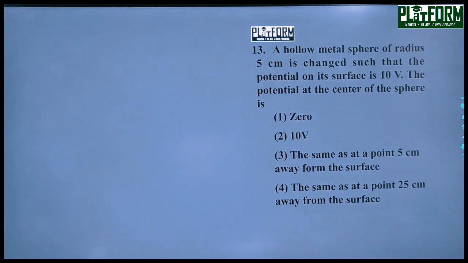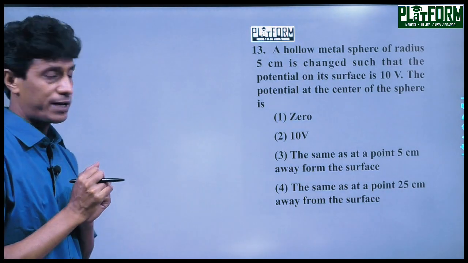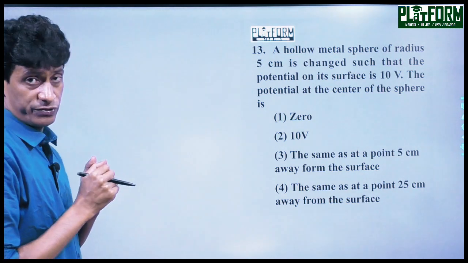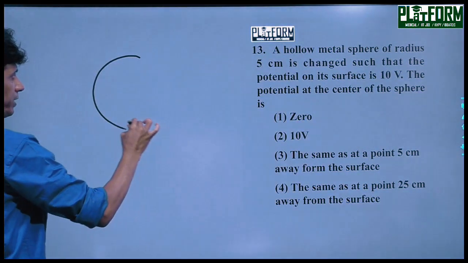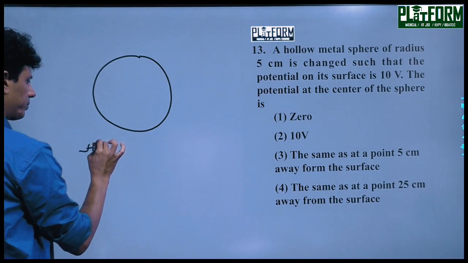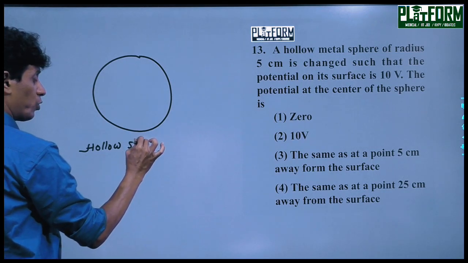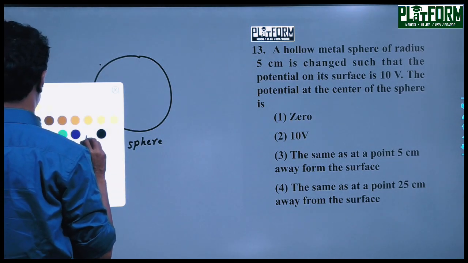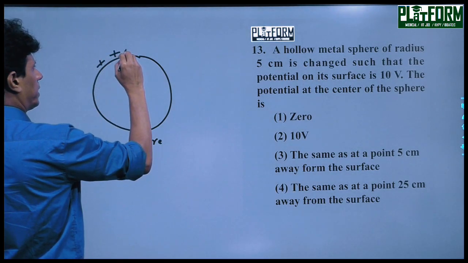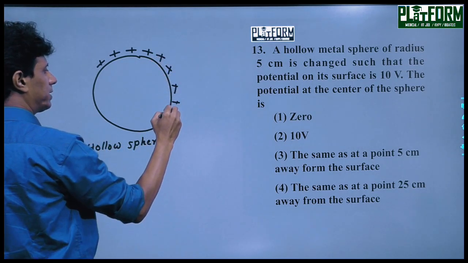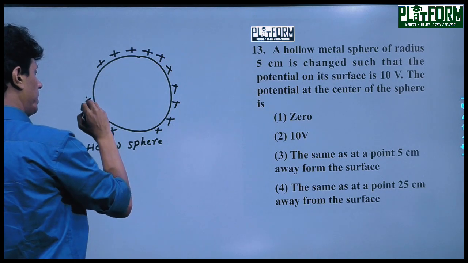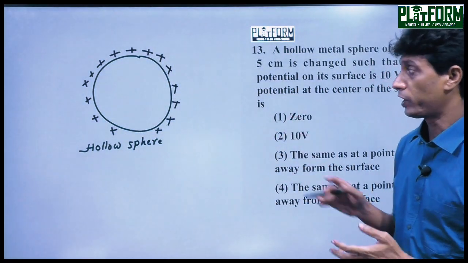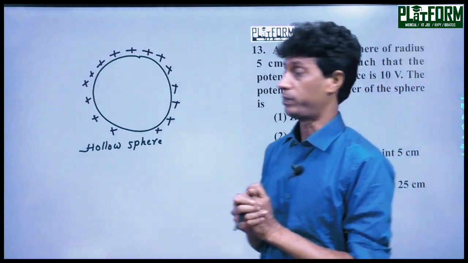Next, question number 13. A hollow metal sphere of radius 5 cm is charged such that potential on its surface is 10 volt. The potential at the center of the sphere, you know, since this sphere is a hollow sphere, and the charges reside over the outer surface. Since this body, number 1, is hollow and number 2, it is a conducting body, metal body, so all the time the charges reside over the outer surface of the sphere.